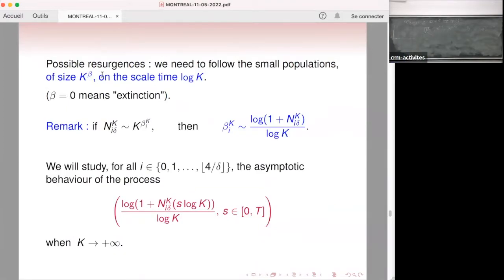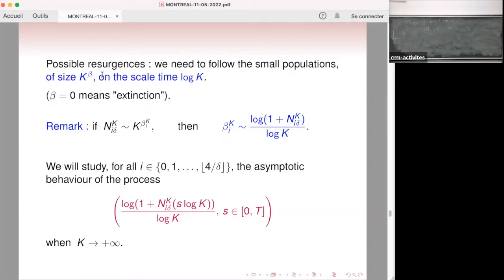We want to understand the behavior of this small population of size K^beta. We observe that if the population size for a trait i delta is K^beta_i(K), then beta_i has this form. Since n can go to extinction, we consider this exponent, and we would like to know the asymptotic behavior of this process when K tends to infinity on a finite time interval.